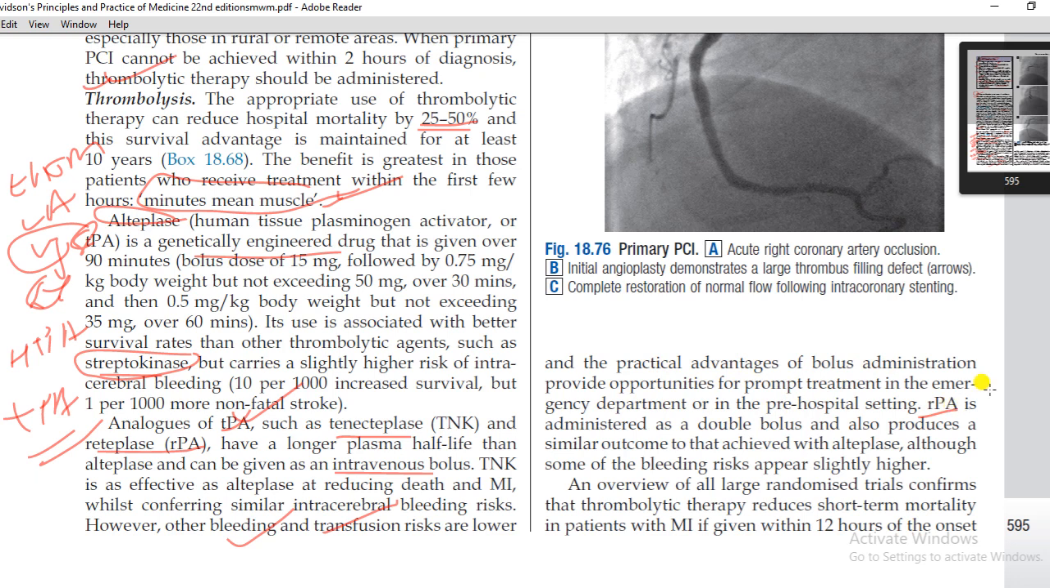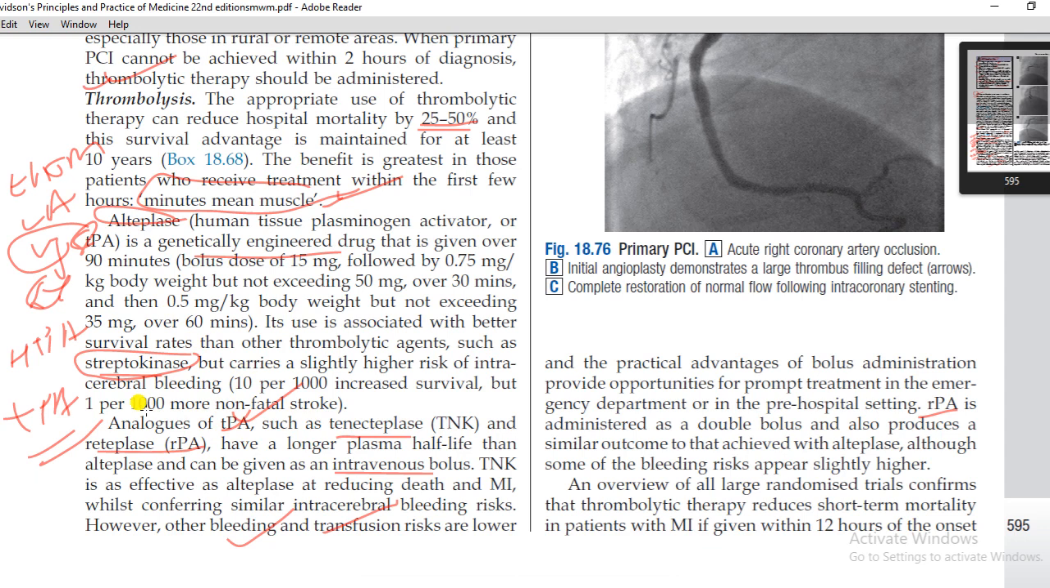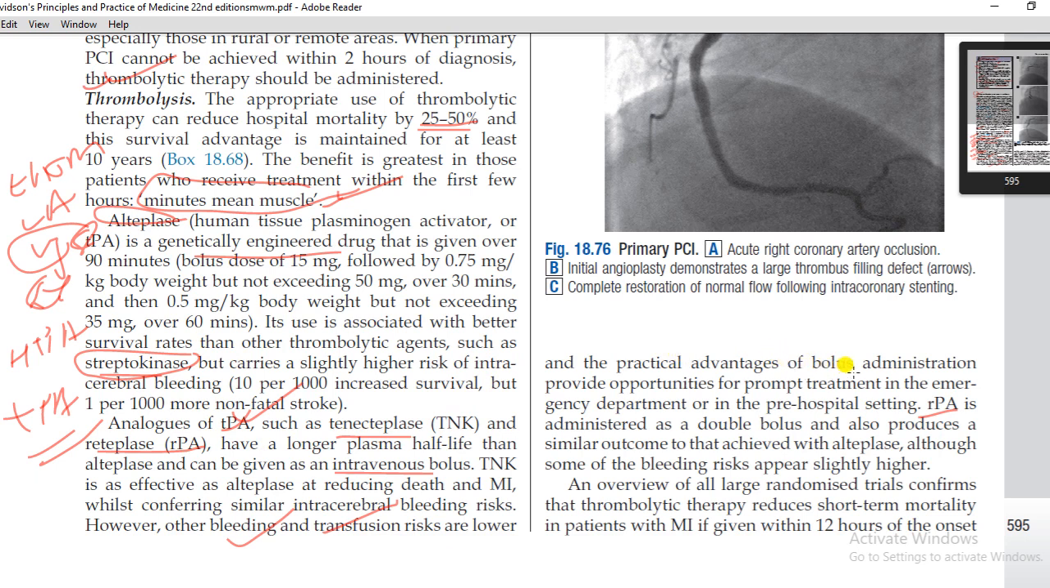rPA, which is also known as reteplase, tenecteplase, and reteplase have longer duration of action than alteplase. However, the bleeding and transfusion risks are lower, and the practical advantage of bolus administration provides opportunity for prompt treatment in the emergency department or in the pre-hospital setting.